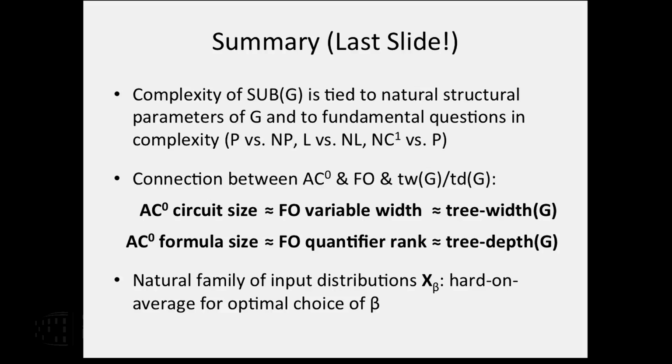I showed you that for this colored problem, there's this really nice natural family of input distributions, x sub beta, and remarkably, for the optimal choice of beta, these turn out to be hard on average. So, that's the last slide.